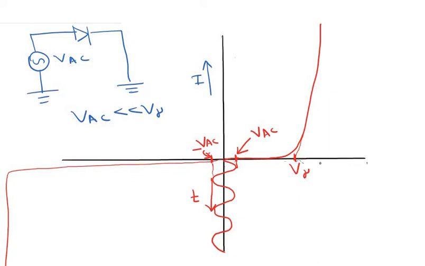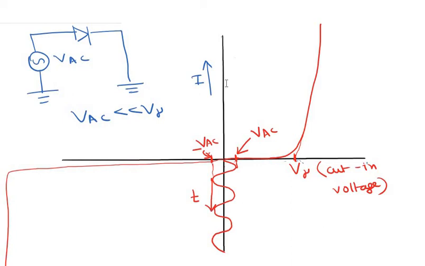So V gamma, I again repeat, is called the cut-in voltage of the diode, and this is the voltage beyond which the diode current increases very sharply with the applied voltage. Okay, the cut-in voltage is the voltage beyond which the diode current increases very sharply with the applied voltage. So if the amplitude of the AC signal is much less than this value V gamma, then the current across the diode is actually 0 or approximately 0.